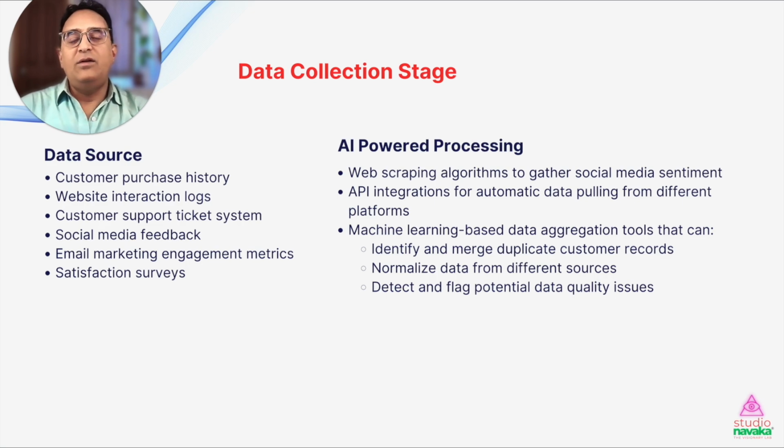And when you are doing AI-powered processing, you're using web scraping algorithms to gather all the social media content, because people might be talking about your product on social media and tagging you. On the left side you have all the information, all the tools and all the KPIs you need to capture, and for this you need to plan your AI to go ahead and get the information: API integrations for data pulling and machine learning based aggregation tools.